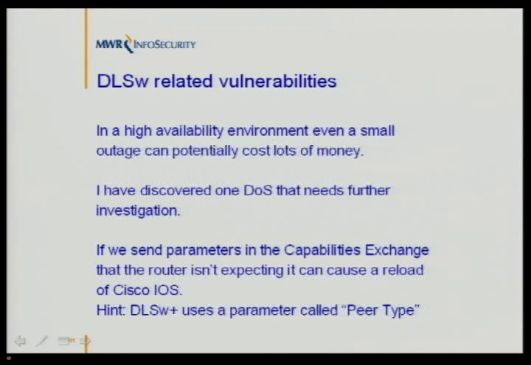Now, if we look in the DLSW packets, there's a parameter called peer type. And if we start playing around with that value, then we start finding these conditions occur. I'll certainly be releasing full details of this vulnerability, but I'll be passing those to Cisco first.